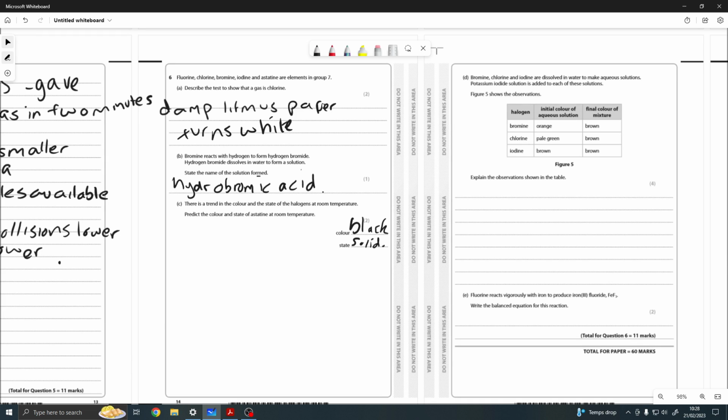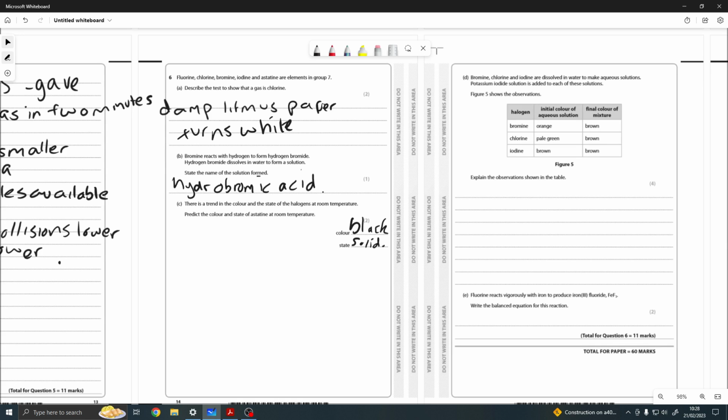Now, next we have our last bit of question. It says bromine, chlorine, and iodine are dissolved in water to make aqueous solutions, and potassium iodide is added to each of these solutions. It's a displacement reactions question. Now, give the observations shown in the table. So bromine, the initial colour was orange, and finally it's brown. Chlorine, the initial colour was green, and finally it's brown. And iodine, the initial colour is brown, and finally it's brown.